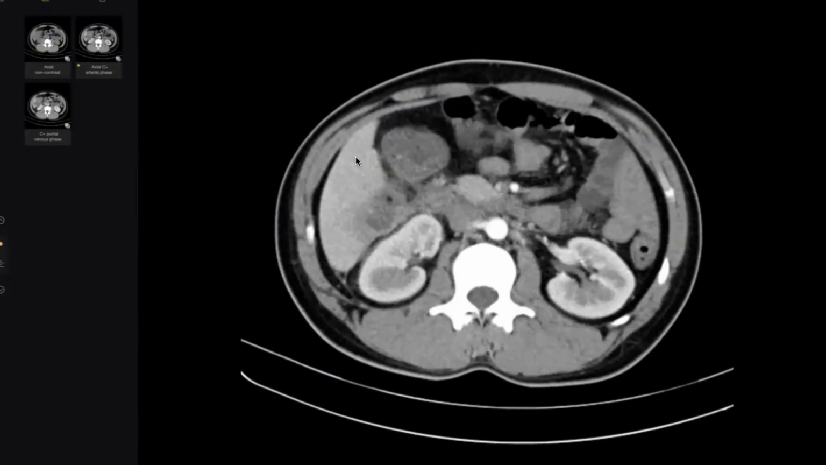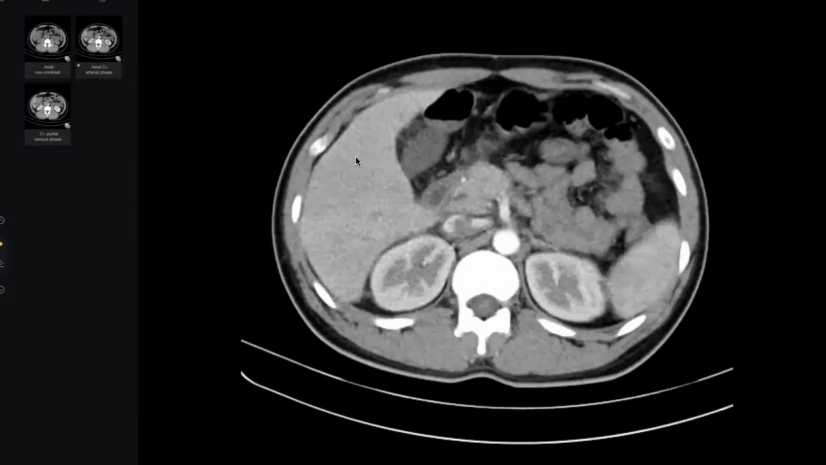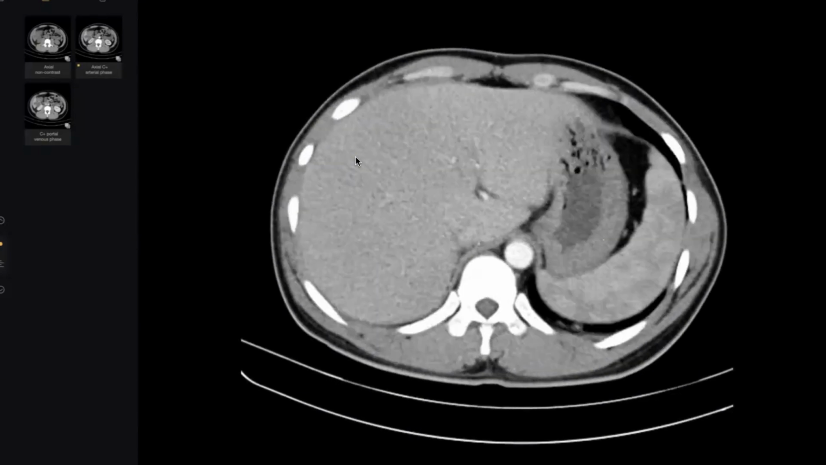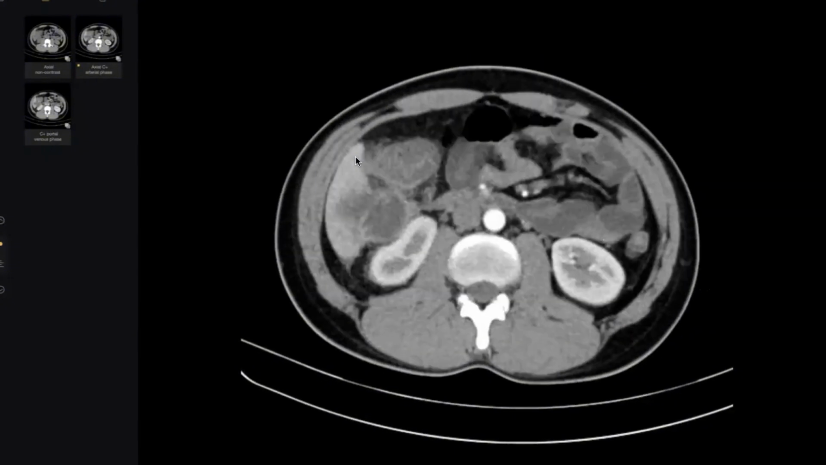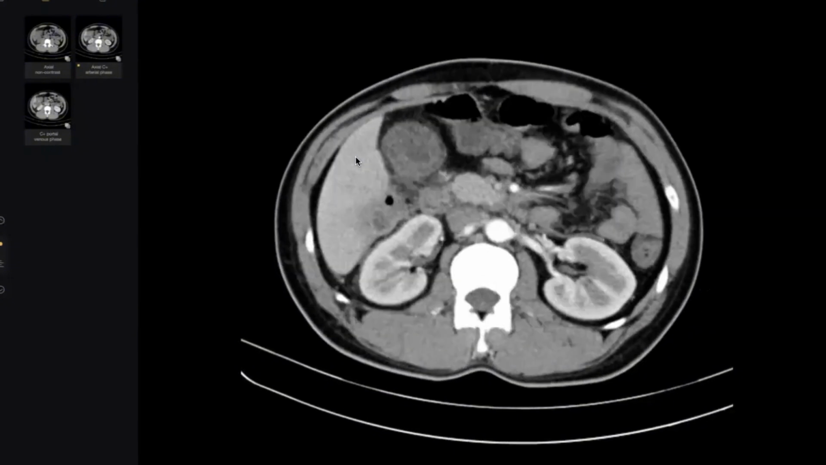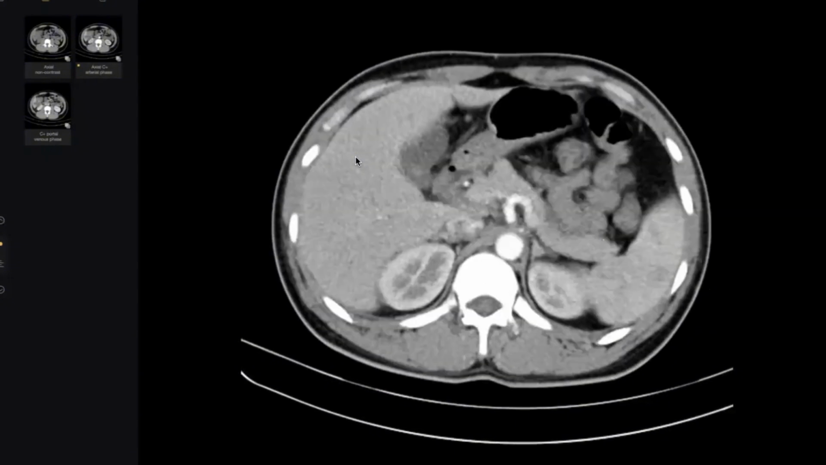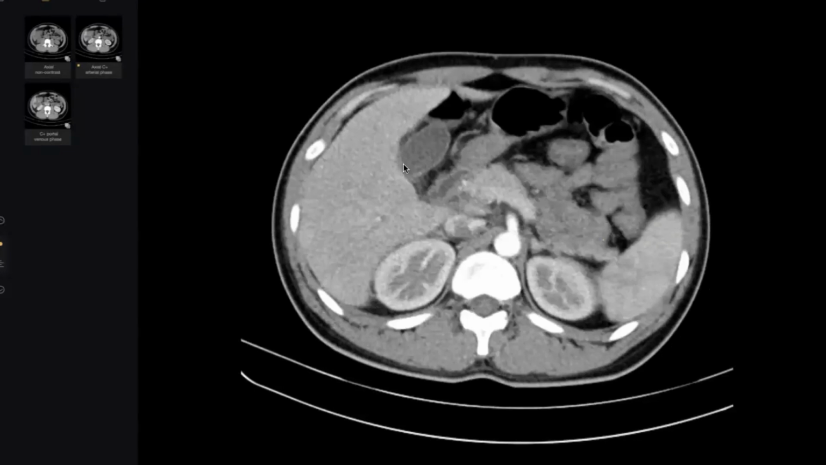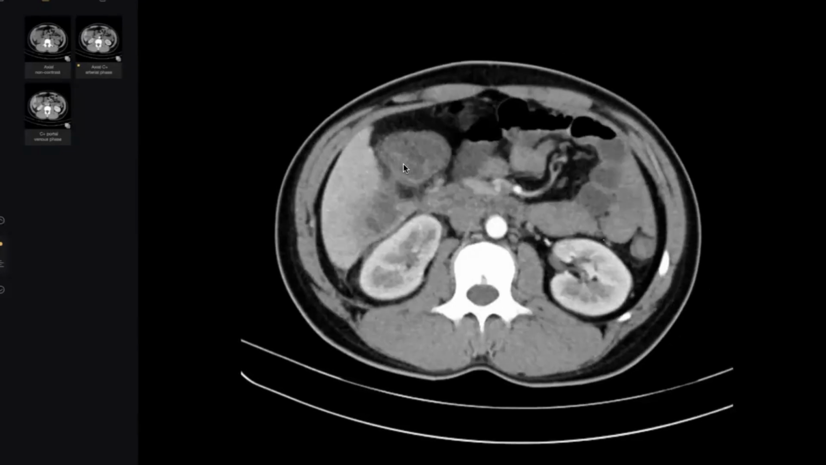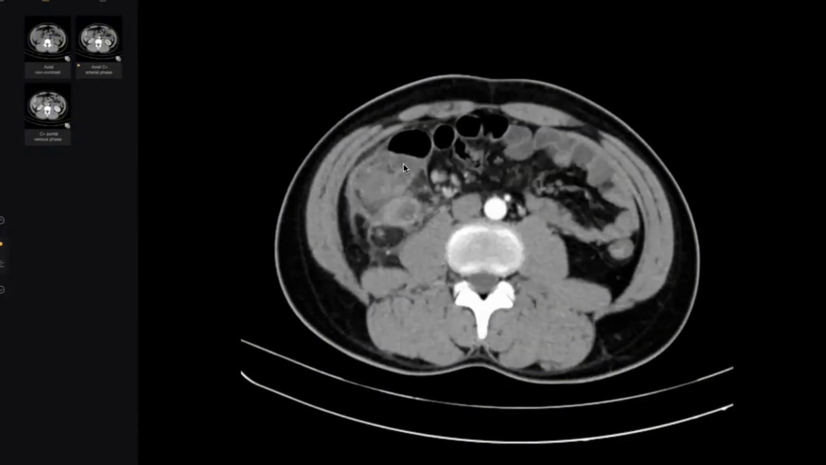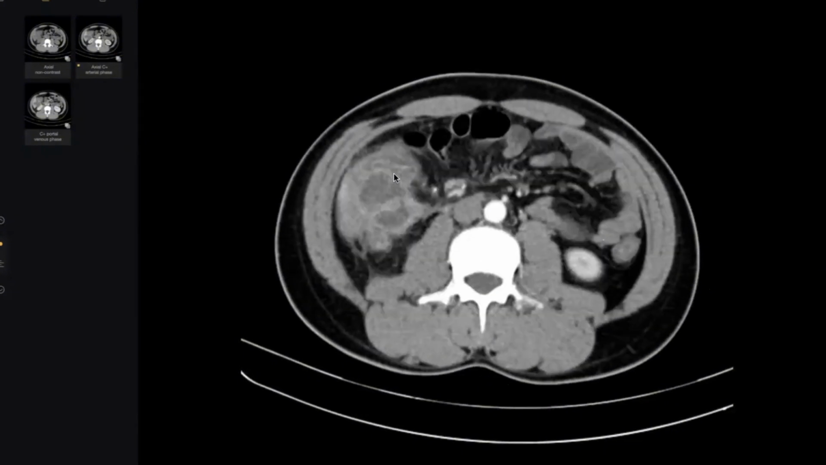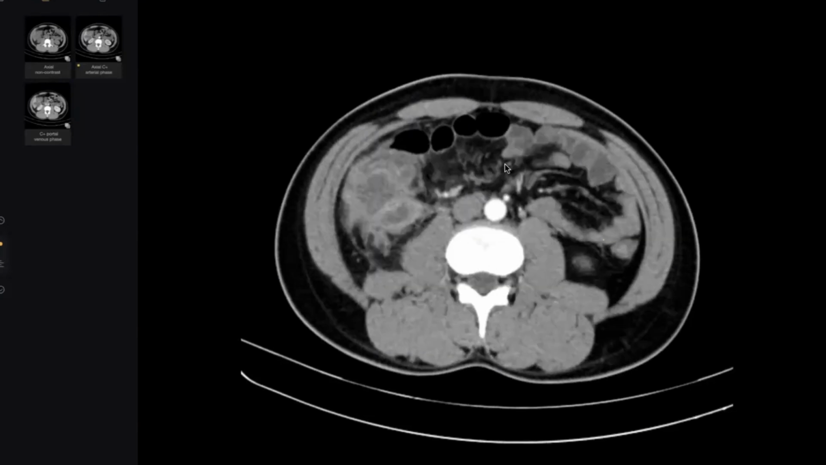I couldn't appreciate the gallbladder separation. Don't worry about the gallbladder. This is the gallbladder. Gallbladder looks fine. So what happened here? I think the ascending colon looks thick walled. But what else?